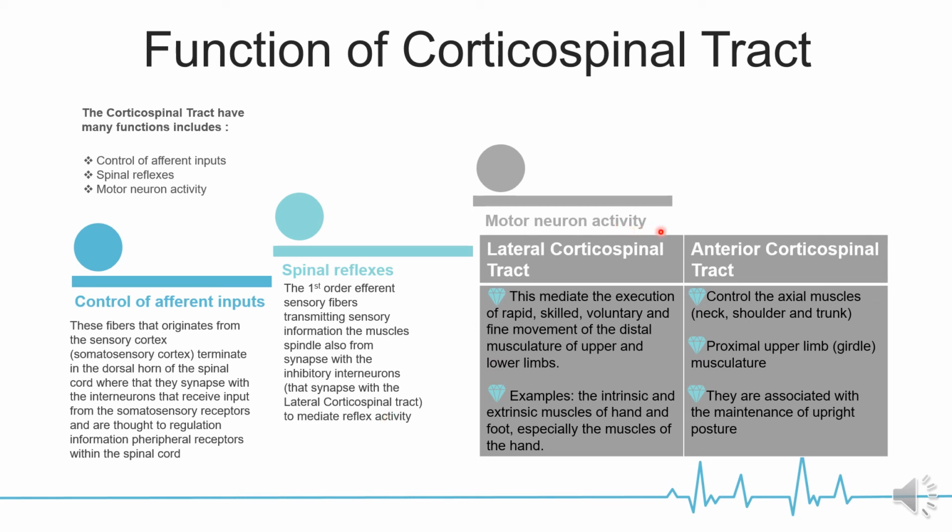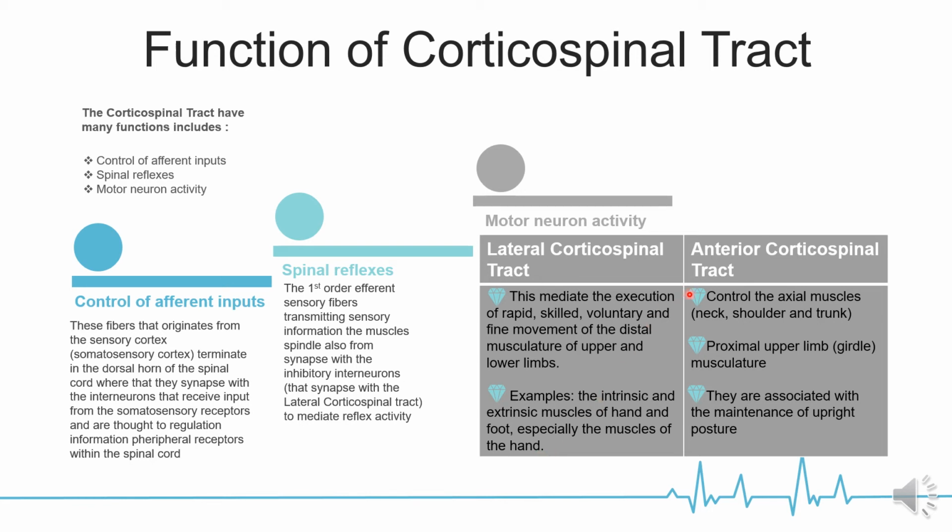It's divided into the lateral part and the anterior part. The lateral corticospinal tract mediates the execution of rapid, skilled, and voluntary fine movement of the distal musculature of the upper and lower limb. For example, the intrinsic and extrinsic muscles of the hand and foot, especially the muscles of the hand. So we can see our hand has very fine, rapid, and skilled movement, okay?